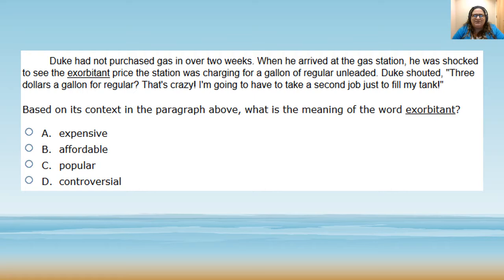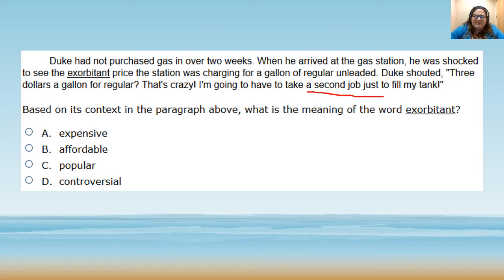Let's practice. "Duke had not purchased gas in over 2 weeks. When he arrived at the gas station, he was shocked to see the exorbitant price the station was charging for a gallon of regular unleaded. Duke shouted, '$3 a gallon for regular? That's crazy. I'm going to have to take a second job just to fill my tank.'" Based on its context here, the meaning of exorbitant is what? Expensive, affordable, popular, or controversial.